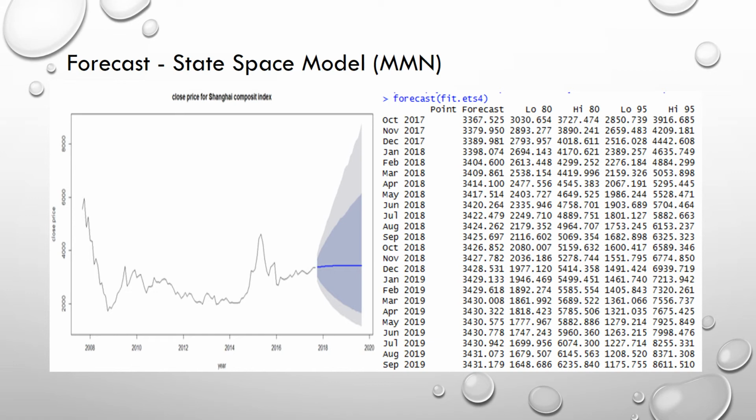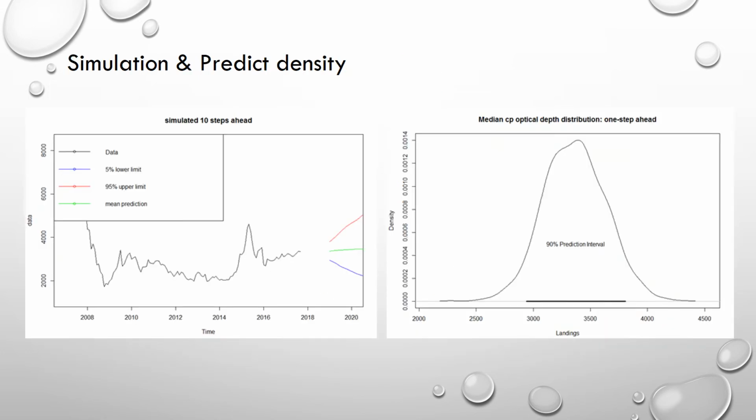Then we fit the forecast values with the state space model MMN, and we see it looks reasonable. It just starts with the last above average value, and all of the forecast values are similar with a slight difference between them.